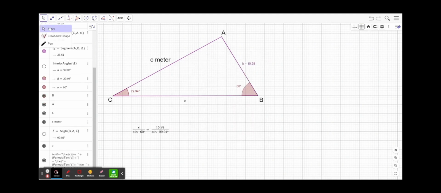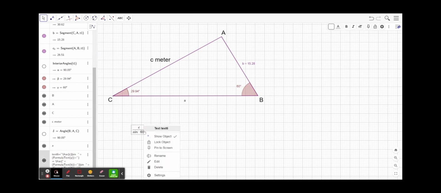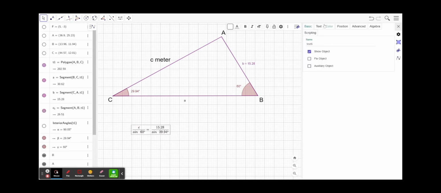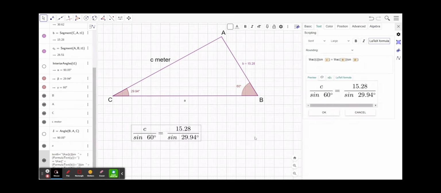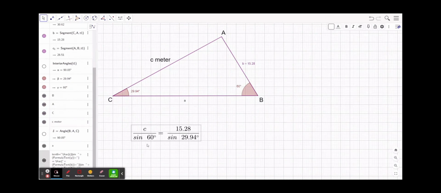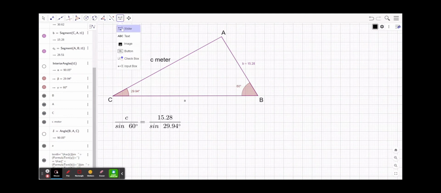Let's increase the size of the calculation. Okay, we want to find the b value. So b divided by sine B, which is 60 degrees, is equal to c with value 15.28 meter divided by sine C, which is 29.94 degrees. Then the sine 60, we move to the right-hand side and multiply it to solve for b.